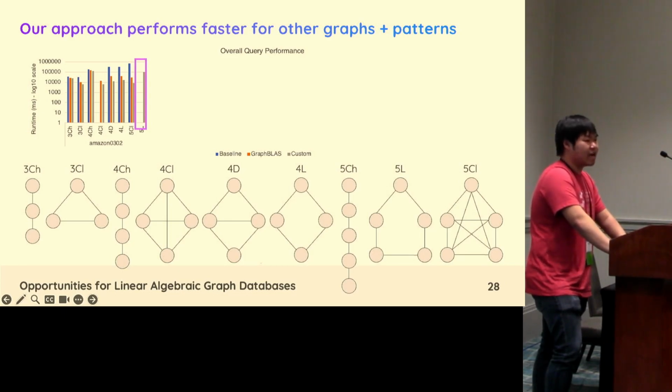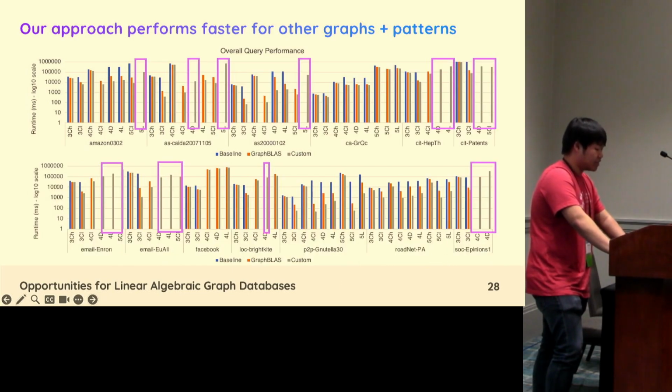And the x-axis illustrates different graphs. For each graph, there are at most 10 queries, as shown on the screen. And for each query pattern, there can be at most 3 bars, representing different implementations. The results show that our implementations are faster than the other 2 implementations, and this goes for other workloads and graphs.